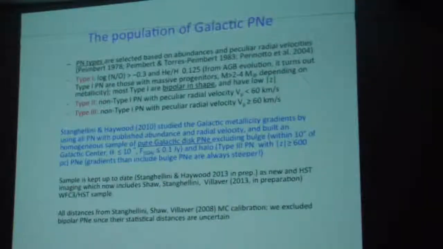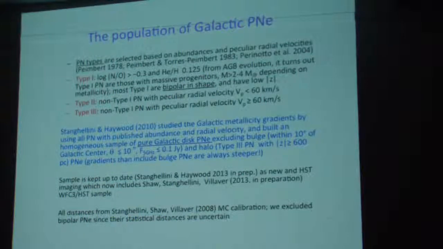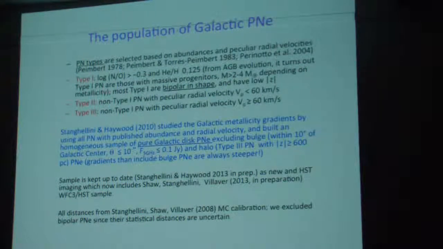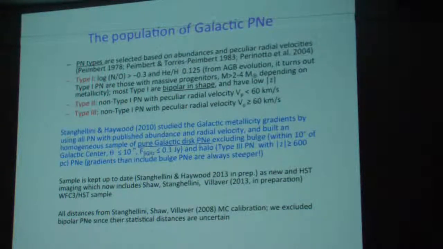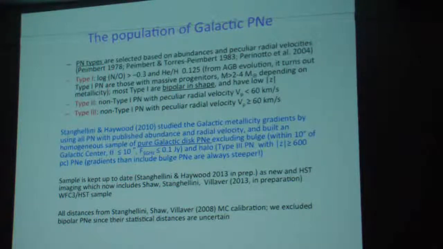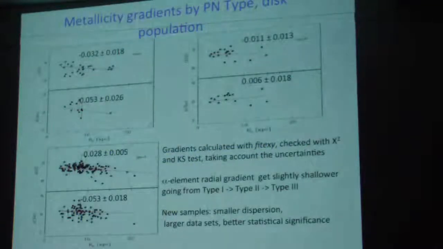We studied in 2010 painstakingly all the publications since the beginning of time, and if they met some criteria, we took them and put them all in this huge sample, which we keep updating, and now it is updated with the new compact planetary nebula sample that Eva, Show, and I are preparing, and they will be published soon. And the distances are calibrated with the statistical calibration.